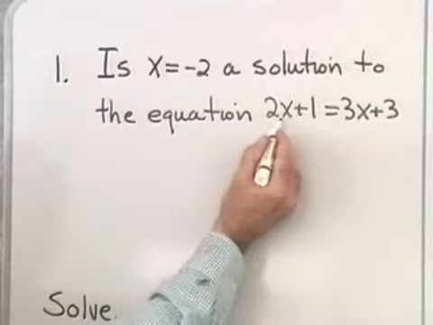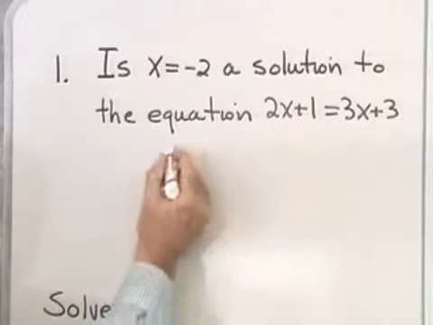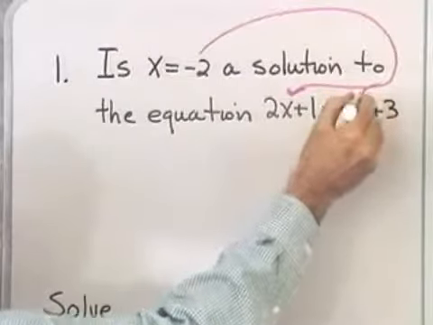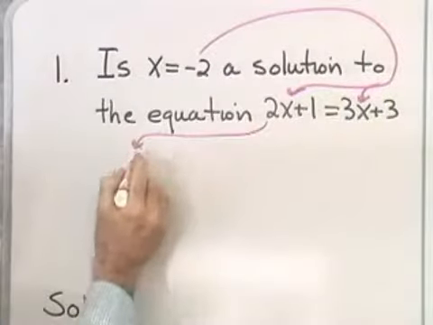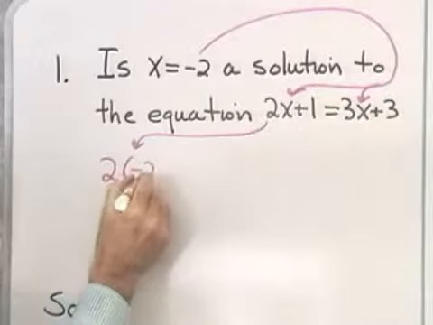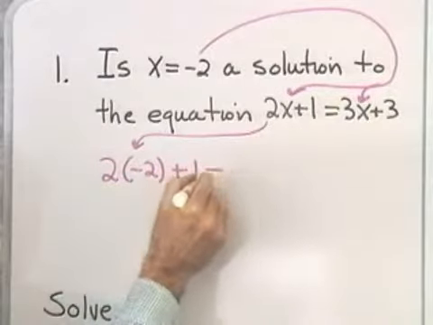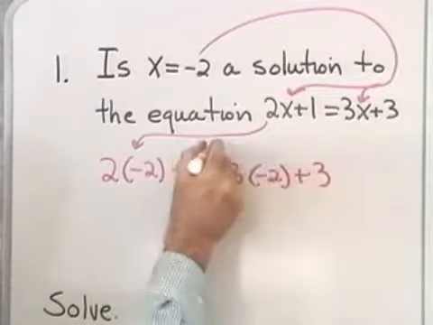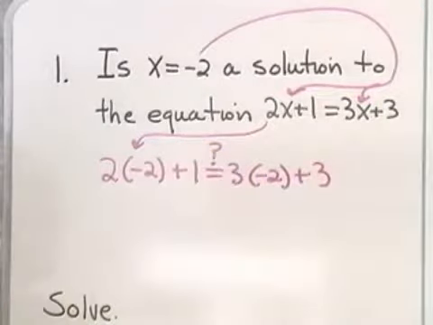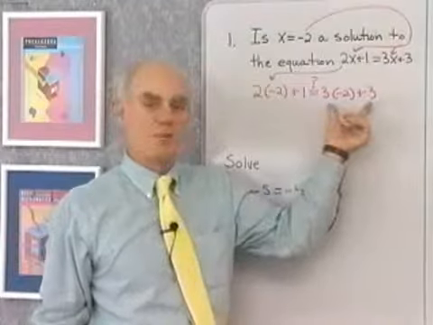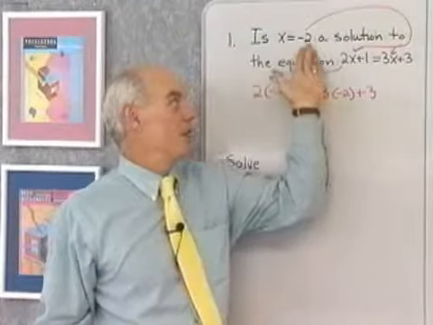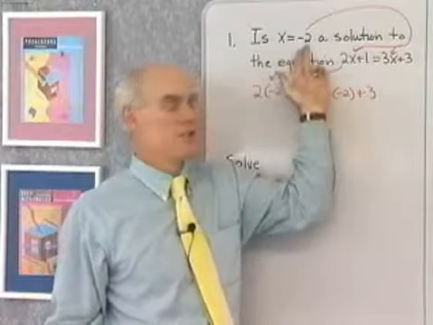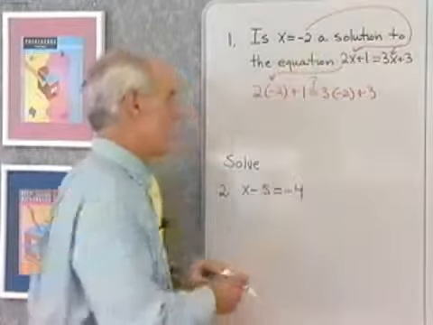Well, we can find out by substitution. So what I'll do is take x equals negative 2 and substitute it in for x into the equation. When I do that, I have 2 times negative 2 plus 1 is equal to 3 times negative 2 plus 3. And I'll put a little question mark over this to ask myself, are these two numbers here equal? If they are, then x equals negative 2 turns this equation into a true statement, meaning that it is a solution to this equation. Let's check and see.